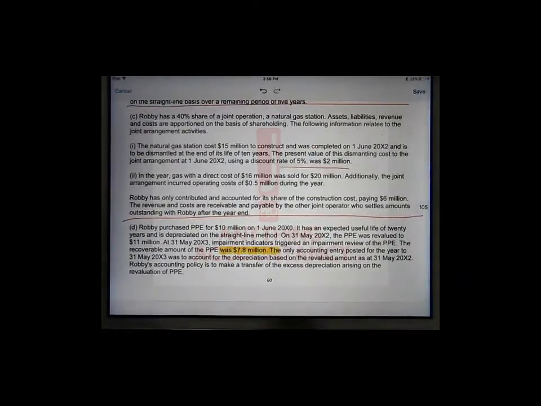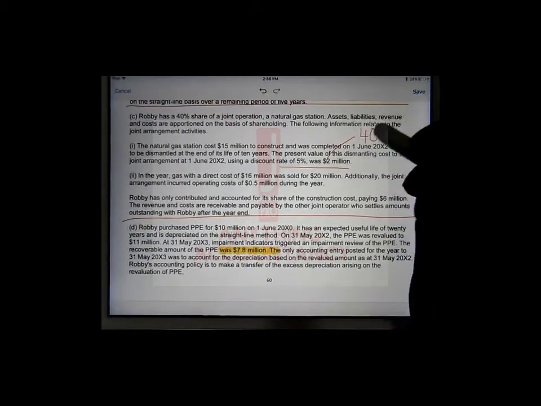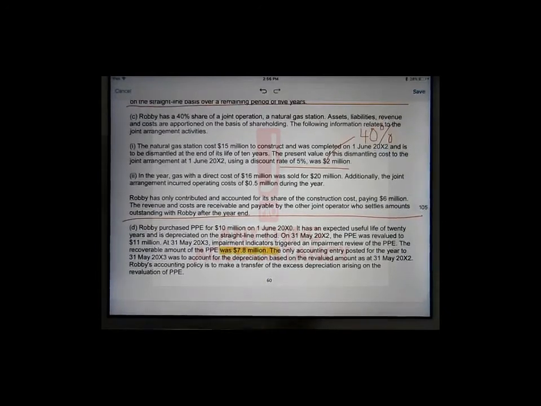2 million is the total cost of the whole thing. You will take how many percent? 40%. Okay. In the year, gas with direct cost of 60 million was sold for 20 million. Additionally, the joint arrangement incurred an operational cost of 0.5 million during the year. Robby has only contributed and accounted for its share of construction costs, paying 6 million. The revenue and costs are receivable and payable by the other joint operator, who settles the amount outstanding with Robby after the year end.